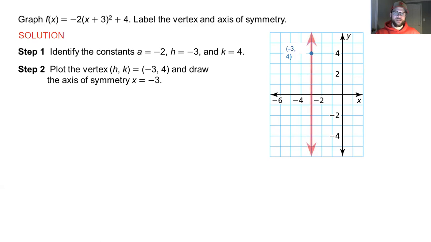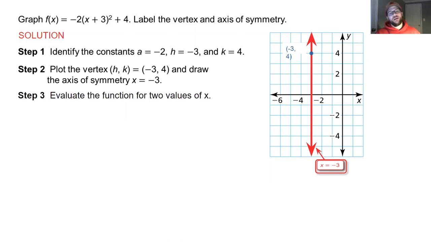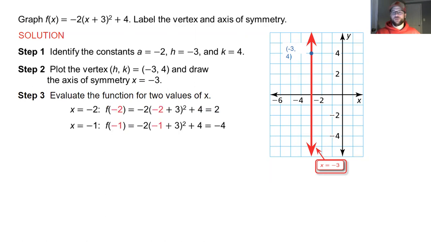So plotting that vertex of negative 3, 4, because you know that that's right in the middle, and then drawing your axis of symmetry at x equals negative 3, because that's where your vertex is. Evaluate your function for just a couple of random x-coordinate values. So just pick easy ones like the first point to the right and the first point to the left after that. So we're going to choose negative 2 and negative 1 in this example, plugging them into the x value of your quadratic function and simplifying down to get your y values.